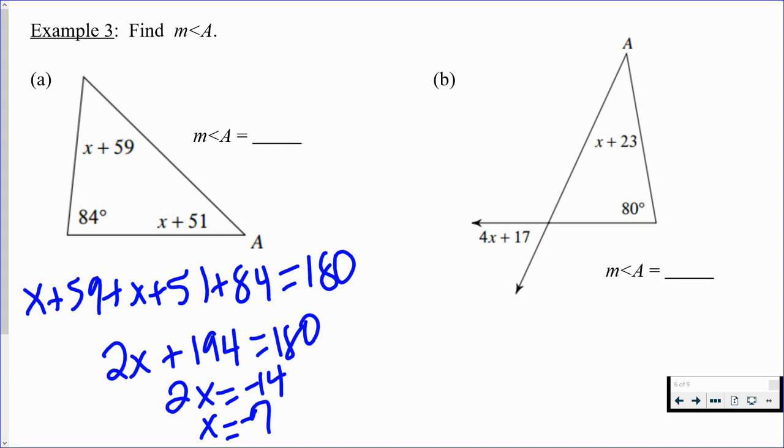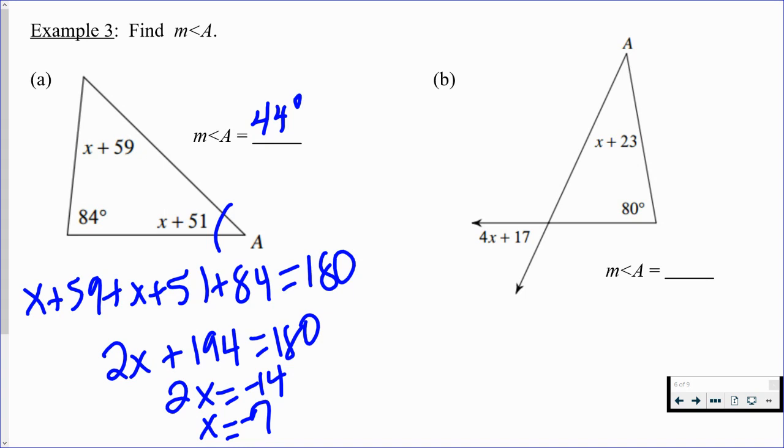Now again, remember, we can have a negative answer. That's fine for the x, as long as the angle measure is still positive. We want to solve for measure of angle A. So let's plug back in. -7 plus 51 gives us 44 degrees. So notice that your angle measures are still positive, even though you got a negative answer for x.